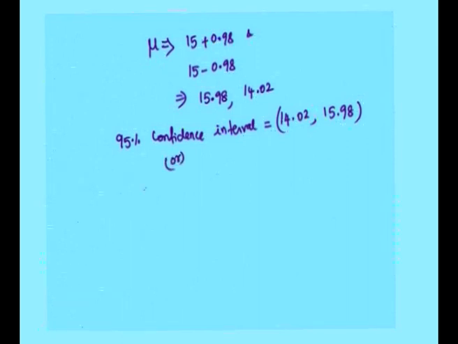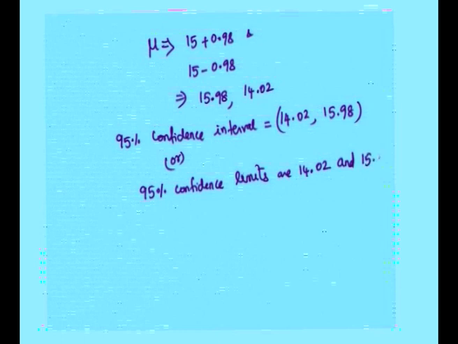Or if you want the limits, the end points of the interval will be called as limits. So, 95% confidence limits if you want, they are 14.02 and 15.98. That is the 95% confidence interval for the first subdivision.